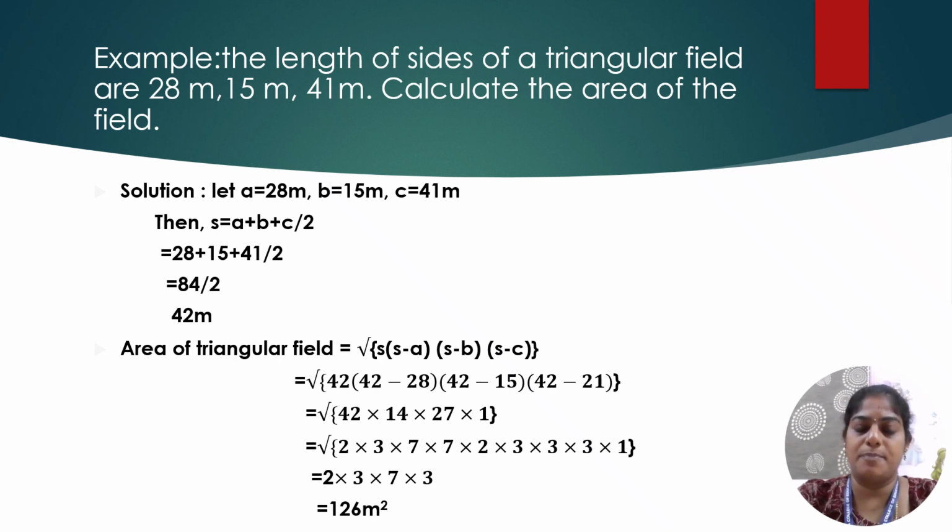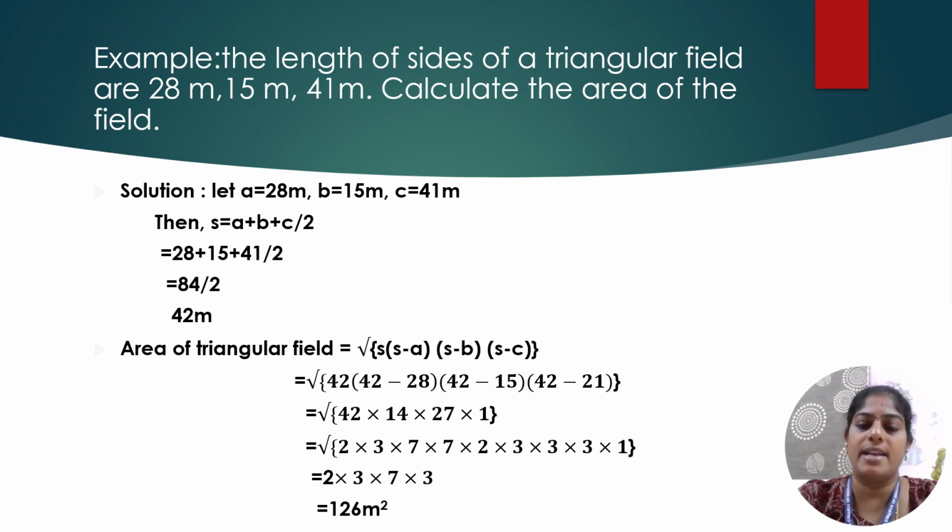Now you can substitute in area of triangular field with the help of Heron's formula. What is the formula? Root of S into S minus A, S minus B and S minus C. We have found out the value for S is 42. Just substitute in the place of S. What is the value for S minus A? 42 minus 28. Value for S minus B? 42 minus 15. Value for S minus C? 42 minus 41. Just subtract, multiply and find the root. You'll be getting the answer. The area of triangle is 126 meter square.